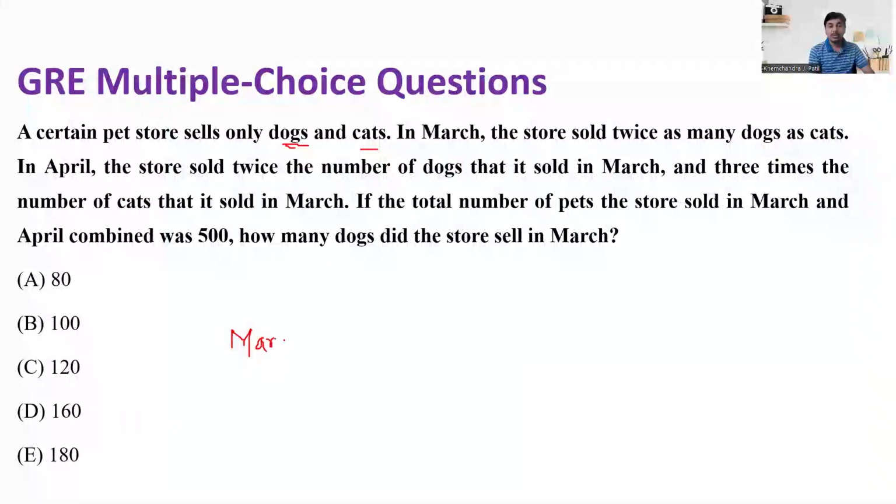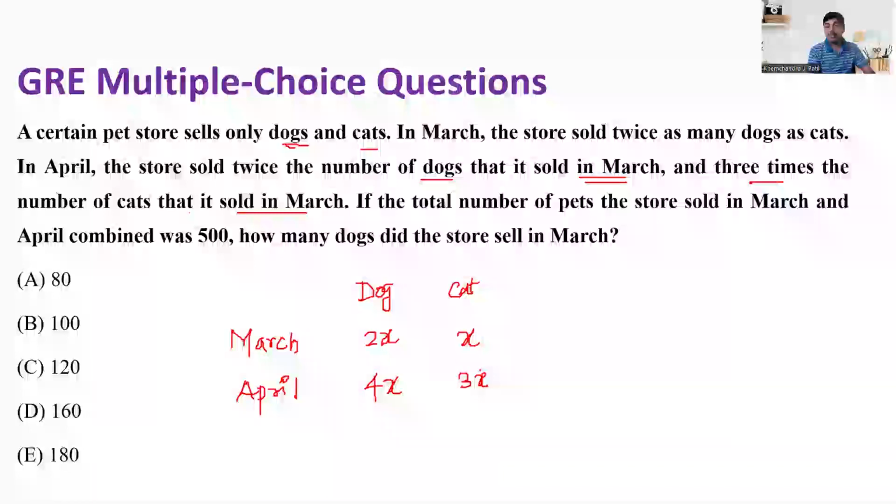So in March, let us write down here, March, dog and cat. So twice dogs as cats. So if I assume the cat sold as X, then dog sold will be 2X. In April, the store sold twice the number of dogs sold in March. So how many dogs sold in March? That is 2X. So the dogs sold in April will be 4X. And 3 times the number of cats that it sold in March. So number of cats sold in March X, then the number of cats sold in April will be 3X.